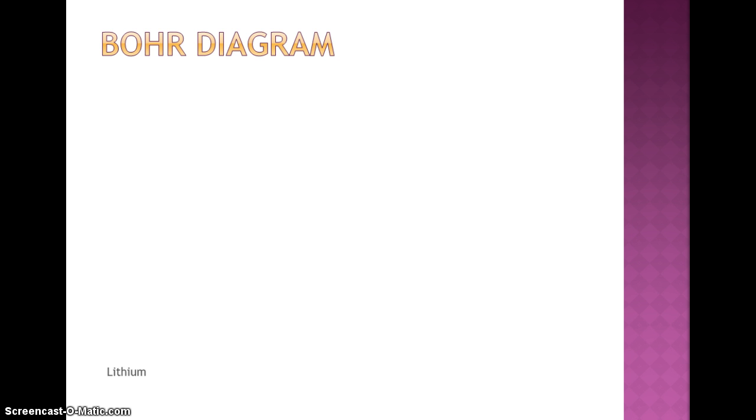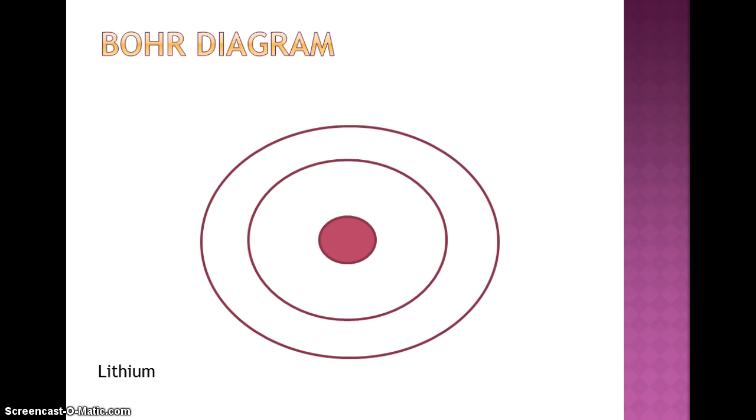Bohr diagram. This will be the Bohr diagram for lithium. How many electrons does lithium have? Give up? It's the same as its atomic number, which is 3. So we have 2 in the first ring, because there are 2 elements in the first row of the periodic table, and then 1 in the second ring. Remember, the rings are called principal energy levels, and the black circles are electrons.